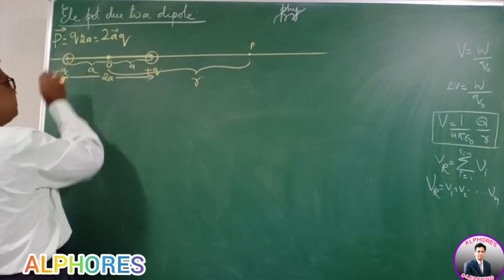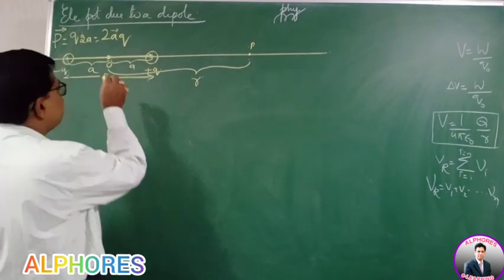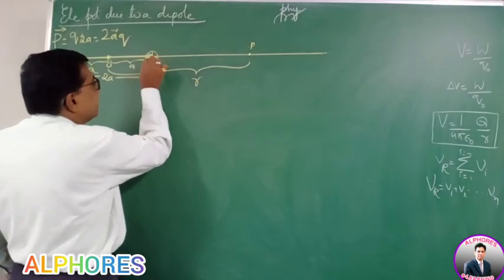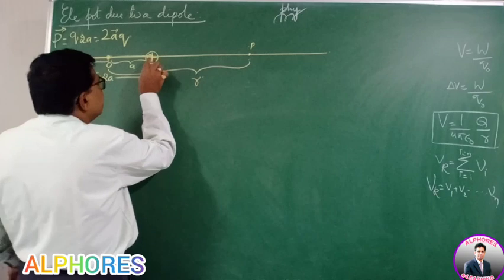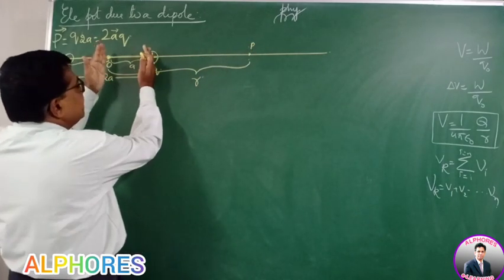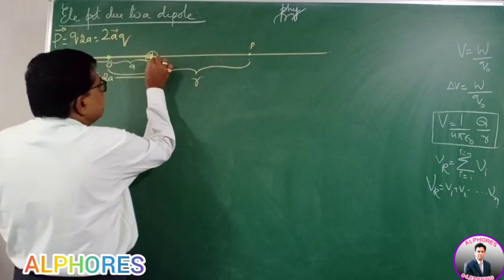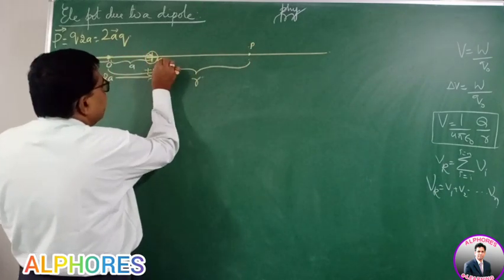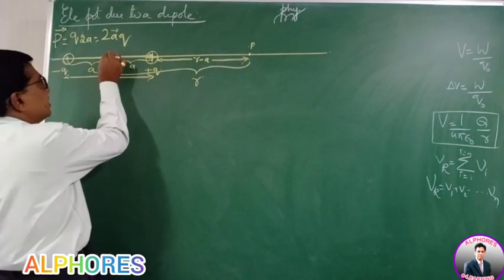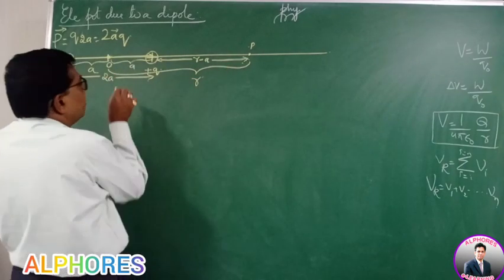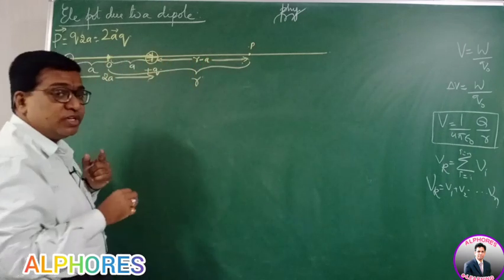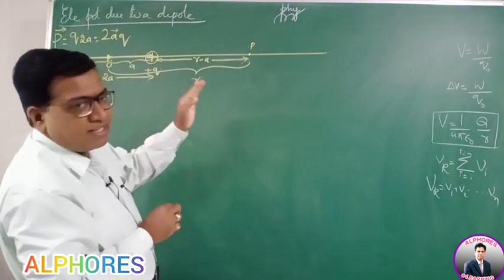Now suppose the distance of the point P from the center is r. If I take the distance of the point P from the positive charge, from O to P it is r, of which this distance is a. So the remaining distance of the positive charge from point P will be r minus a. So the distance of the point P from the positive charge is r minus a.